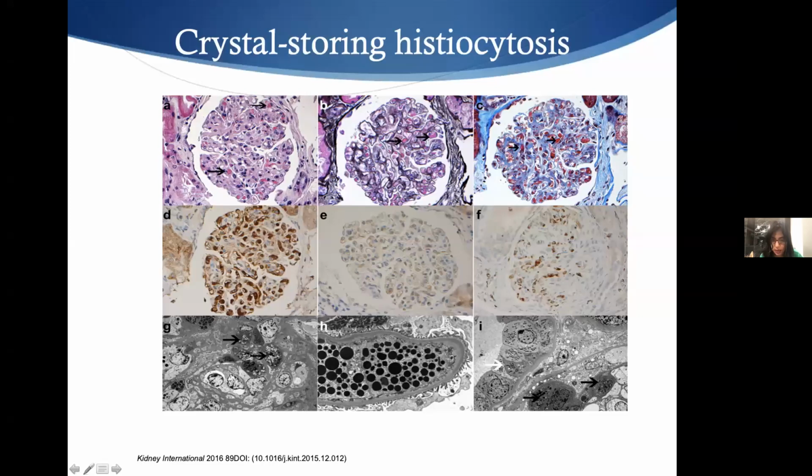They're usually kappa, and sometimes these crystals can also deposit within the podocytes. So you can see them in the podocytes or in the endothelial cells. This is a macrophage in the capillary lumen full of crystals, and they are inside the cells.